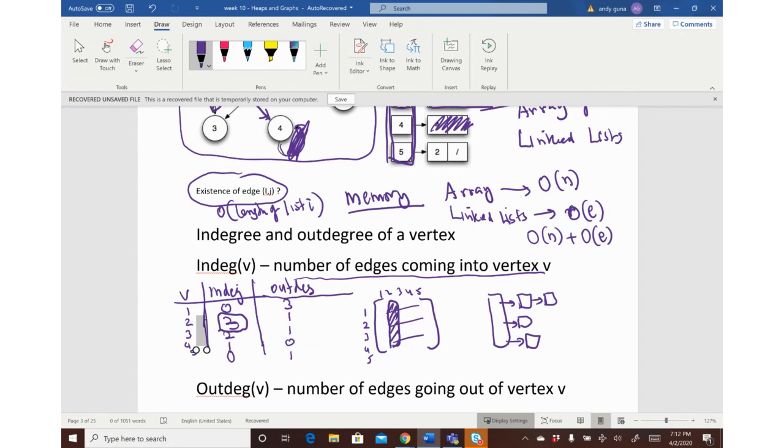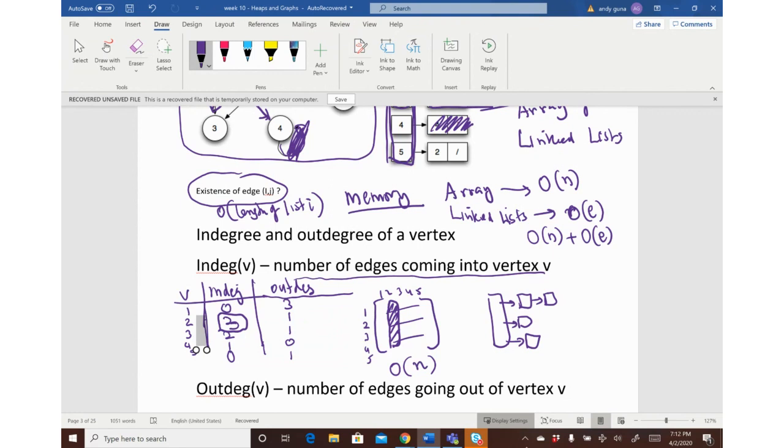What is the big O of finding the in-degree using an adjacency matrix? It is n, because you have n things in the column. All you have to do is just add them up.